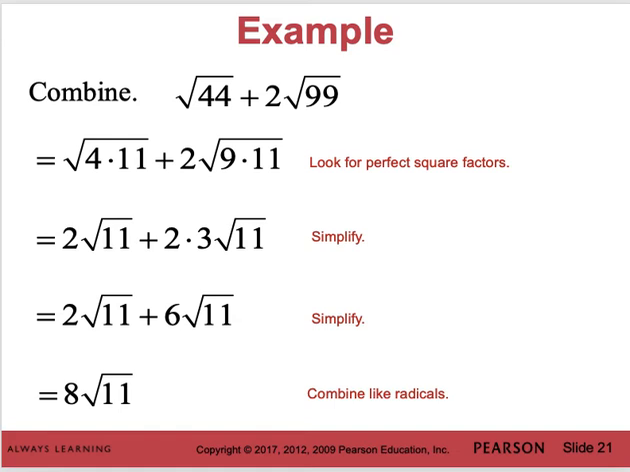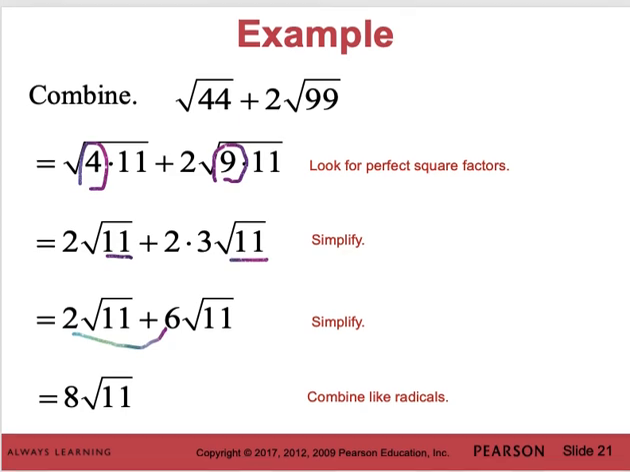And just a few more examples here. Combine the square root of 44 plus 2 times the square root of 99. So look for those perfect square factors. Once you have found those, in this case, 9 is a perfect square, and 4 is a perfect square. Then simplify. They both have the square root of 11 that they're being multiplied by. So we can end up combining the numbers on the outside and adding 2 plus 6 to get 8.